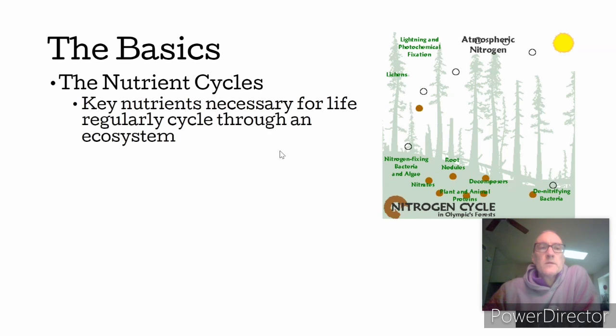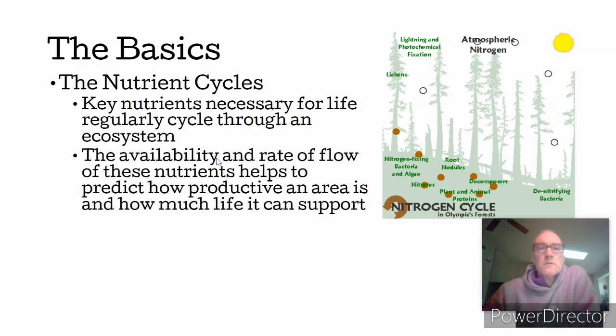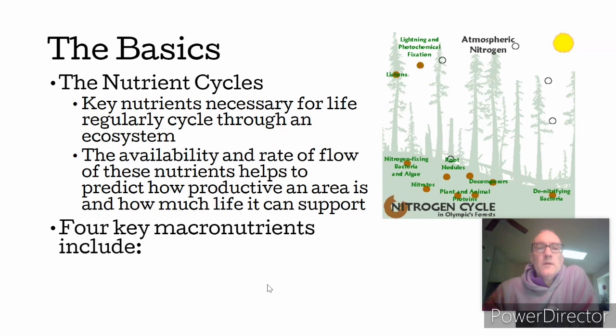So some of the basics, we're going to be talking about these key nutrients, which are fundamental for living things on our planet, and they cycle through those ecosystems. How much and the rate of the nutrient flux really determines a lot about how productive an area is and how much life that it can support.